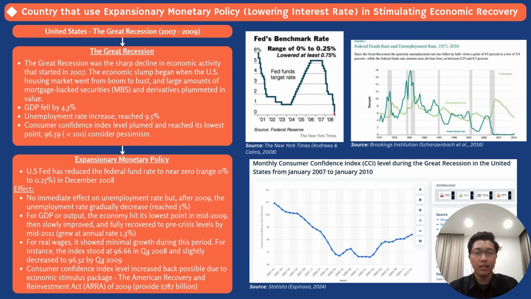While for the consumer confidence index, it shows improvement, but perhaps not due to the monetary policy. Instead, it is due to the American Recovery and Reinvestment Act (ARRA) of 2009, where the government pumped money into the economy by $787 billion.